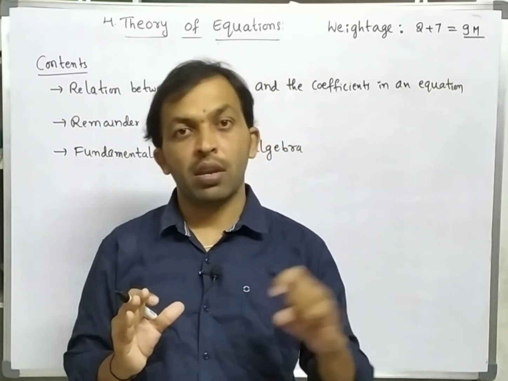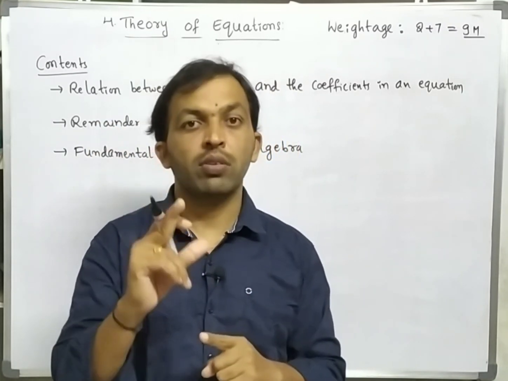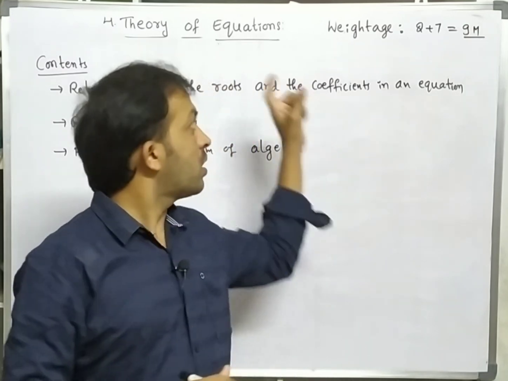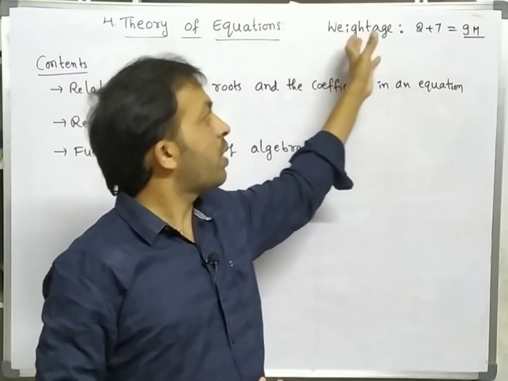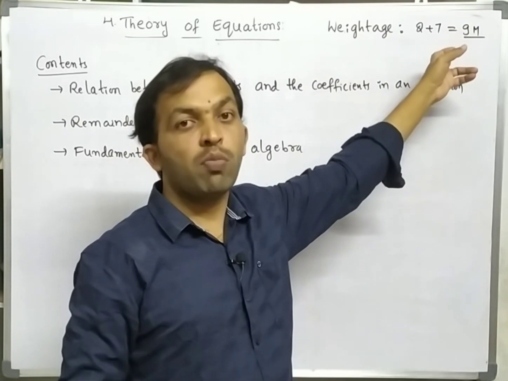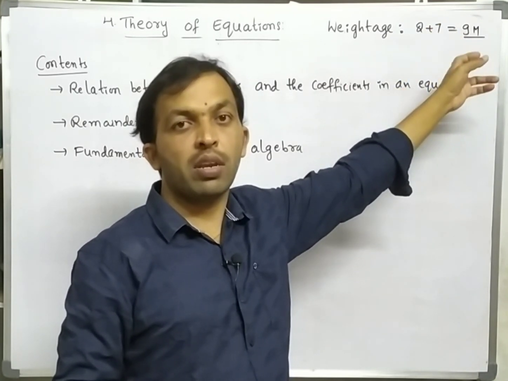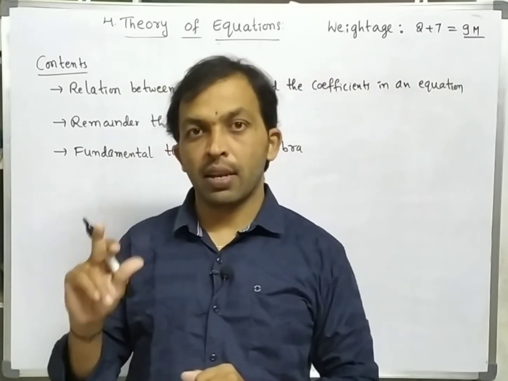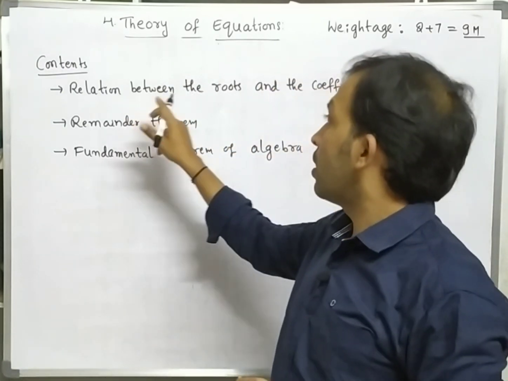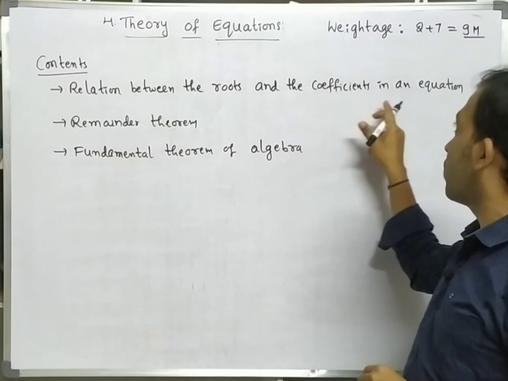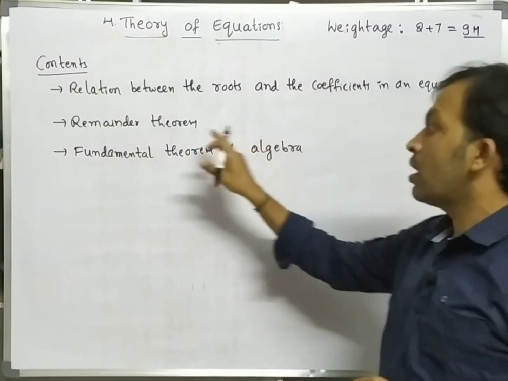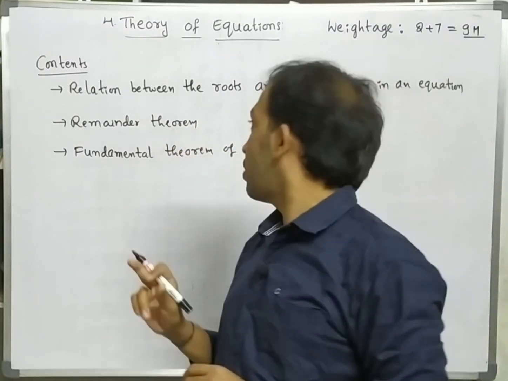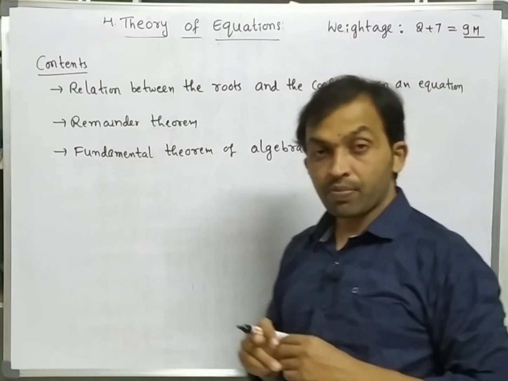Now we are going to learn a new chapter, that is theory of equations. The weightage of this chapter is one 2 marks question and one 7 marks question in the intermediate public examination, so total 9 marks. The contents of this unit are relation between the roots and the coefficients in an equation, next remainder theorem, next fundamental theorem of algebra.